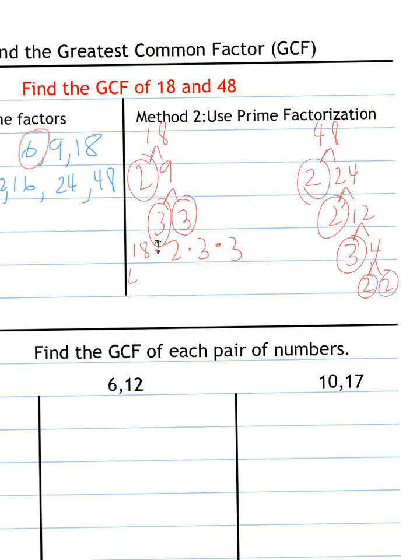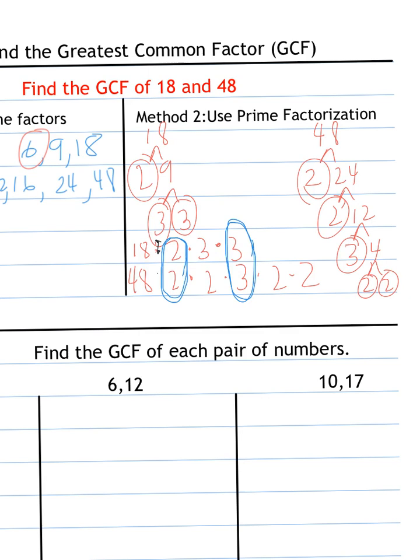Okay, so now let's write out our prime factorization of 48, which is 2 times 2 times 3 times 2 times 2. Okay? Now for this, we are looking for numbers that are in both 18 and 48. We're looking for pairs of numbers. So here we have a pair of 2's. Okay, there's a 2 both in the 18 and the 48. And then we also have a pair of 3's here.